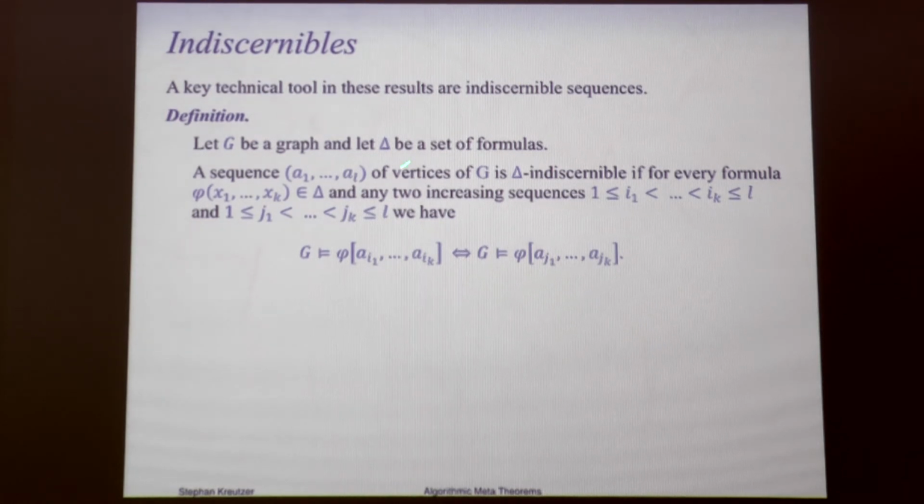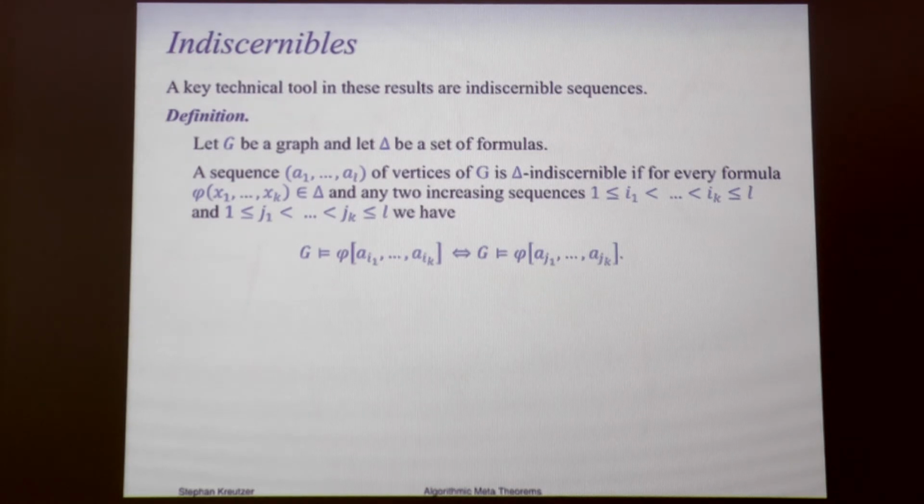We have a graph and we have a set of formulas. We call a sequence of elements A1 to AL from our graph indiscernible with respect to this set of formulas if, whenever you take a formula from your set, which has k free variables, and you take two subsequences, I1 to IK or J1 to JK, of this long sequence, then one satisfies the formula if and only if the other one satisfies the formula. And the only requirement is they have to be in the same order.